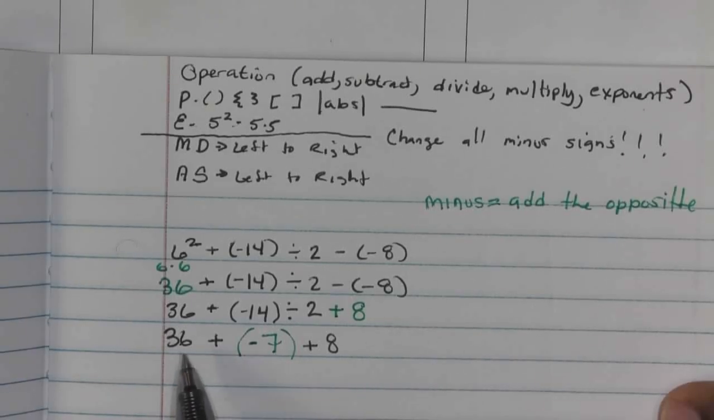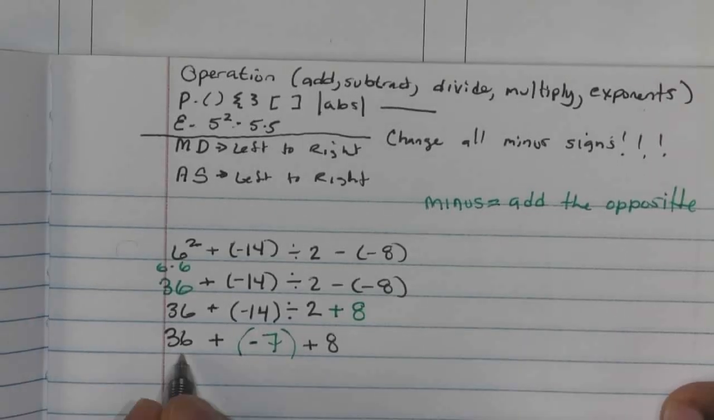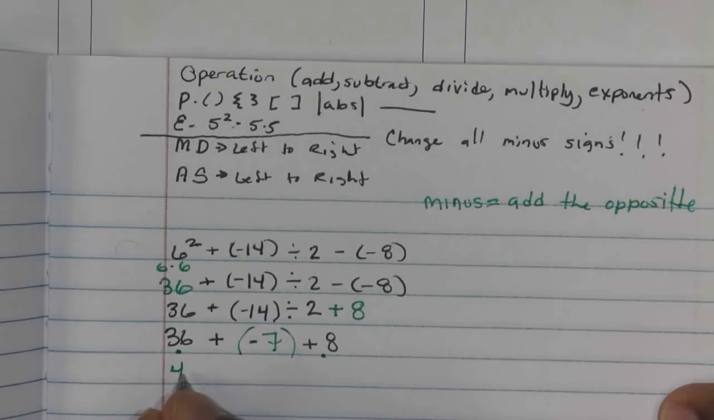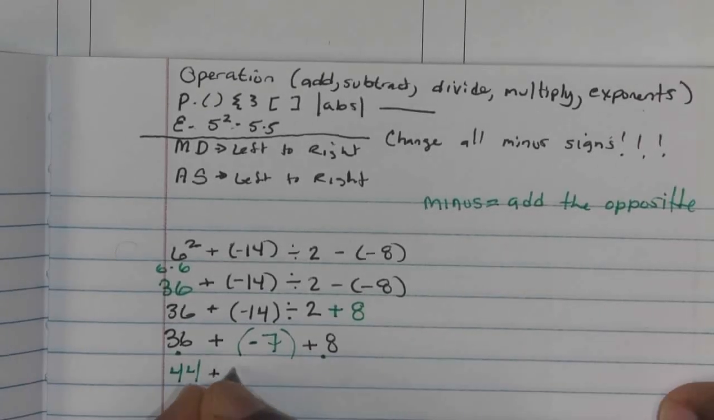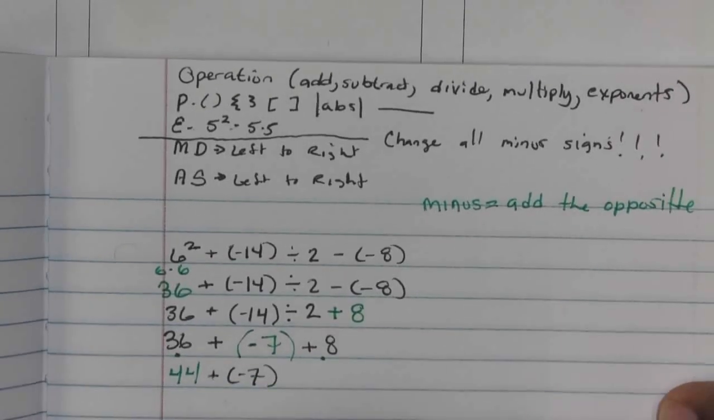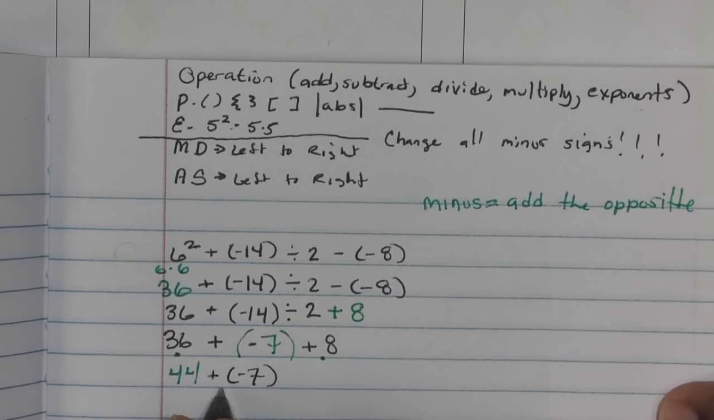Now, remember, same sign add. Let's put the 8 and 36 together. What's 8 plus 36? We'll put those two together. 44, right? Almost. 44 plus a negative 7. Now, I know it's a plus, but can you add those two numbers? No. You cannot.